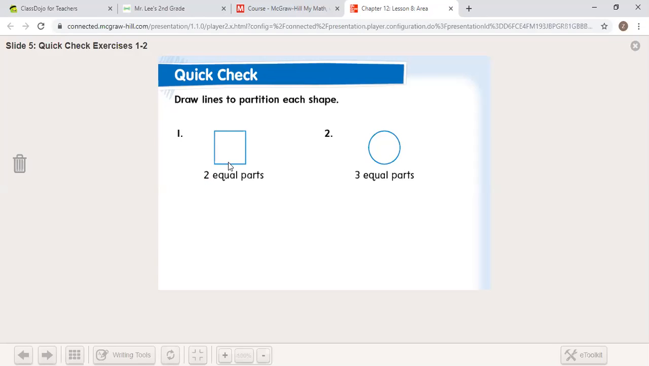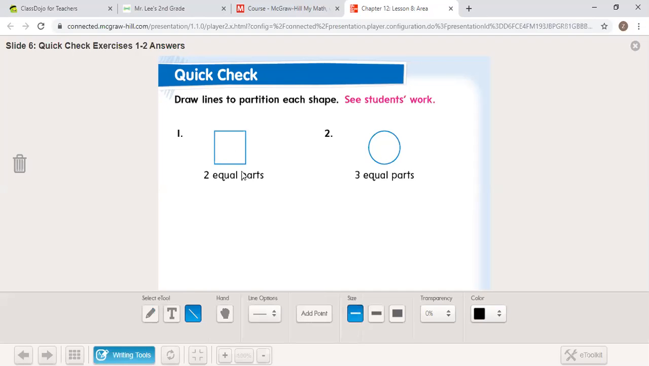All right, I want you to think about how you would partition a square into 2 equal parts and how you could partition a circle into 3 equal parts. Go ahead, pause the video and talk that over. So you can do it different ways. So I will show you 2 equal parts. I can separate it this way, horizontally, or I could have split it vertically. Now for the circle, I need to start in the middle and partition it into thirds this way.